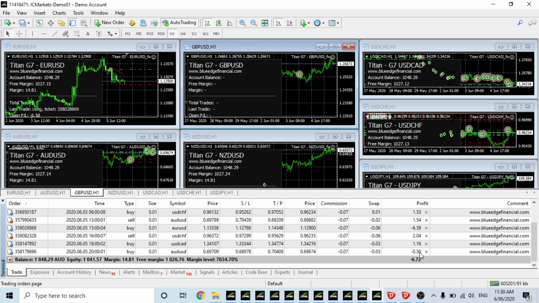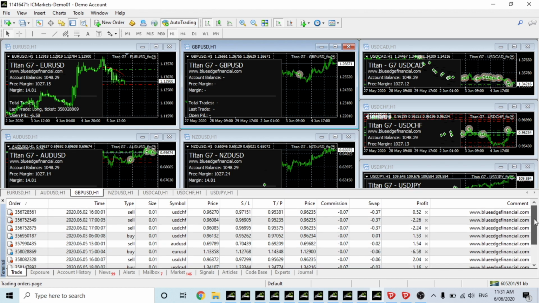There's not many open trades. It's not negative much, and it has made $48. $48 is pretty good. It hasn't made a lot of money, but just remember, we are trading 1% of the account. We've got $1,000, or $1,048 now, and it's still doing 0.01 lot size trades. So you can see there.